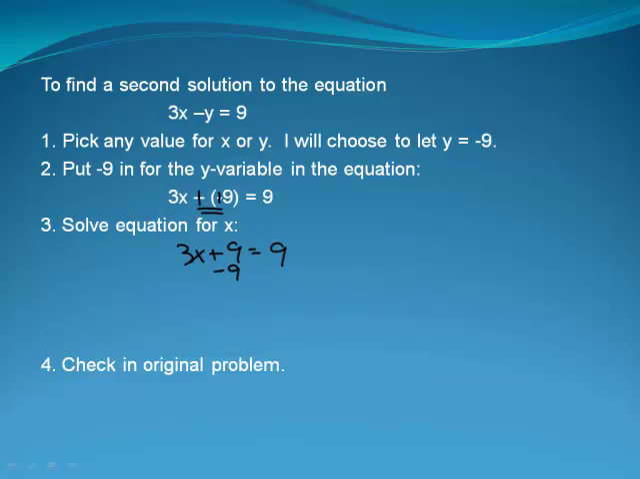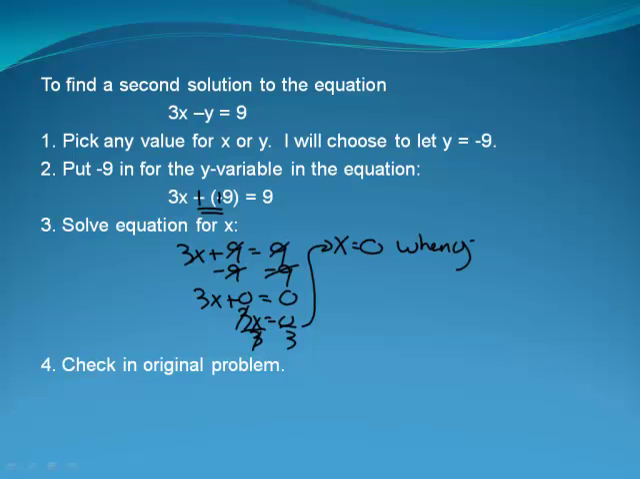Solving for x, subtract 9 from both sides. It's going to cancel out on both the left-hand side and the right-hand side. So now we have 3x plus 0 equals 0, or just 3x equals 0. Solve for x by dividing by 3. And here, x is equal to 0 divided by 3, which is simply 0. So that means x equals 0 when we let y be equal to negative 9 in this equation, or in ordered pair form, that's (0, negative 9).